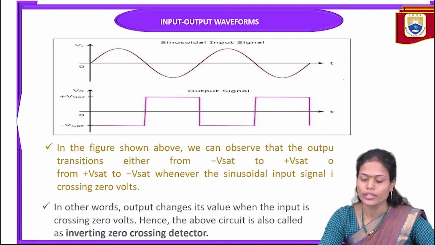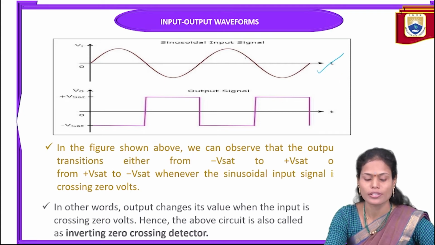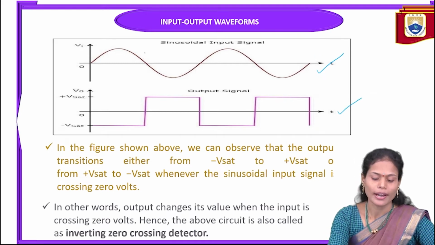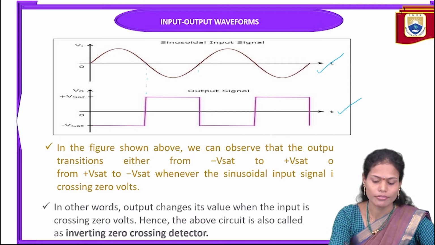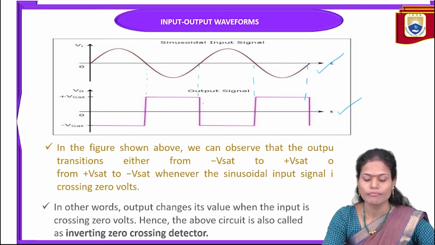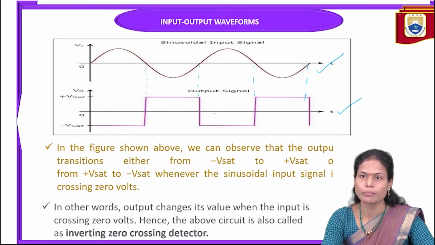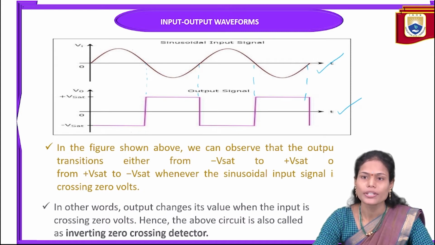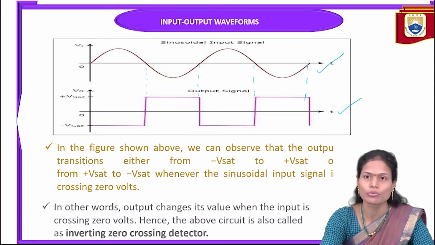I am showing that in the form of waveforms. This is my input signal, the sinusoidal signal, and this is my output signal in the form of a square wave. If you see this waveform, during the positive half cycle we are getting the minus Vsat, and during the negative half cycle we are getting the positive V saturation. This will repeat for all the cycles. In this case, the output is changing its value whenever the input is crossing 0 volts.